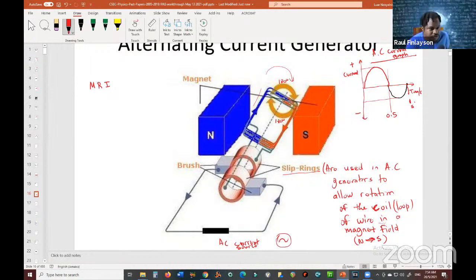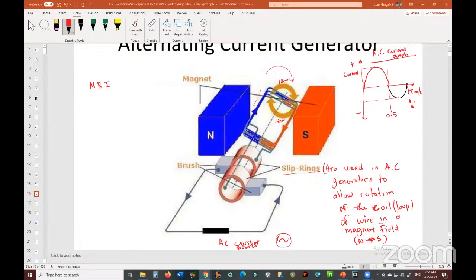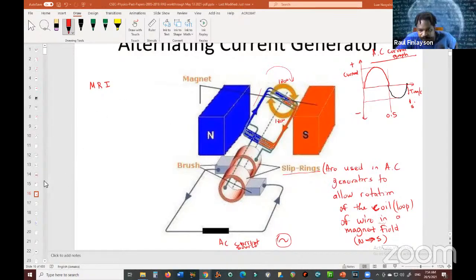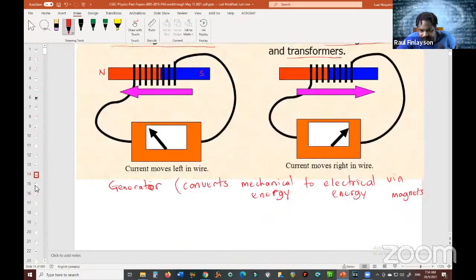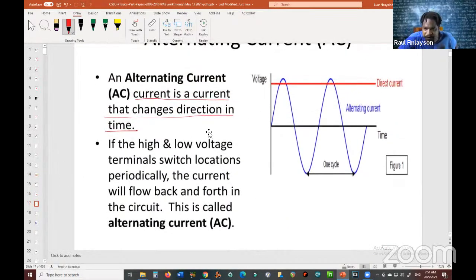Do you guys have any questions? No, sir. All right. So that is why a graph is used to represent AC current. Again, it is reminding you of what's happening there.